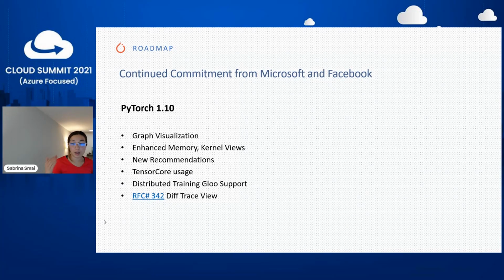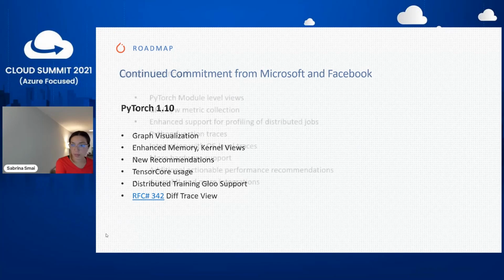We're going to have deeper, automated performance recommendations. We'll also have tensor core support. We'll also have Glue support, which is great for distributed training. And we have an RFC for a diff trace view, so you'll be able to see different runs side by side and see some of the differences there.